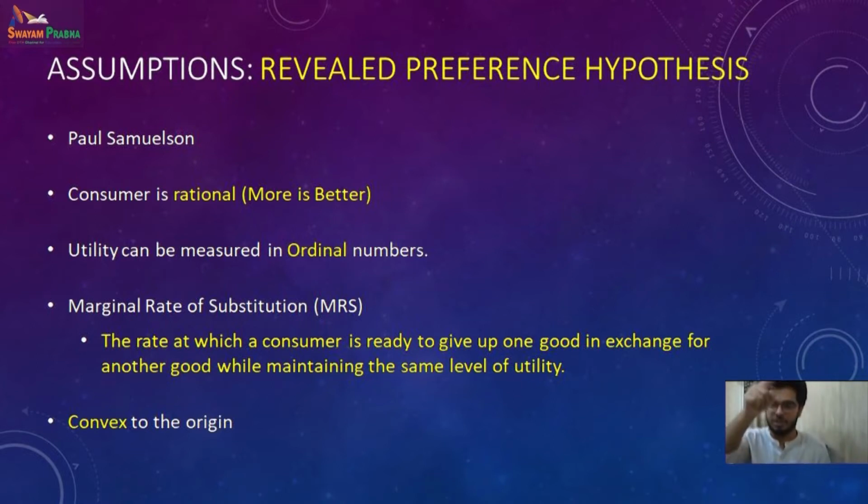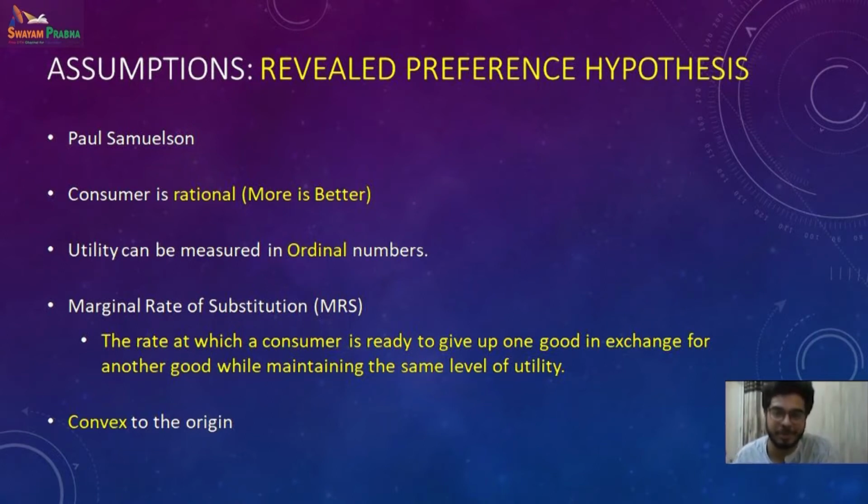When they are moving on the same indifference curve, moving from here to here, they are increasing X but decreasing Y. Here, from here to here, increasing the amount of X but decreasing the amount of Y. So the rate at which I sacrifice Y to get more of X is known as marginal rate of substitution.